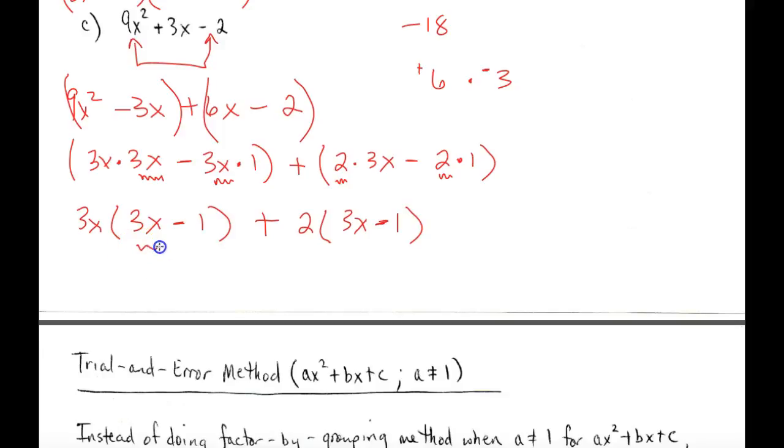And so from here, we see that we have a common factor now in both terms of 3x minus 1. So we factor that out. And what is left is 3x in the first term and plus 2 in the second term. And so this would end up being our answer, 3x minus 1 times 3x plus 2.